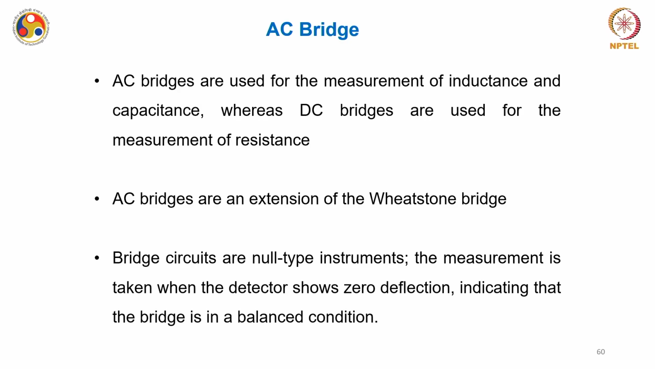If you understand the Wheatstone bridge concept, it is not that difficult to understand AC bridges. AC bridges are used for the measurement of inductance, capacitance, as well as the other parameters I have mentioned, while DC bridges are used mostly for the measurement of resistance. AC bridges are an extension of Wheatstone bridges. Bridge circuits are null type instruments, meaning that the measurement is taken when the detector shows zero deflection, indicating that the bridge is in the balanced condition.